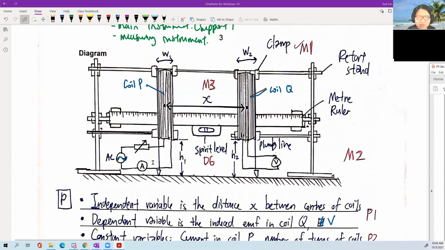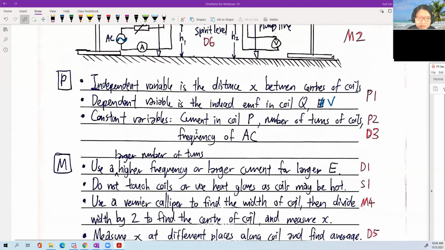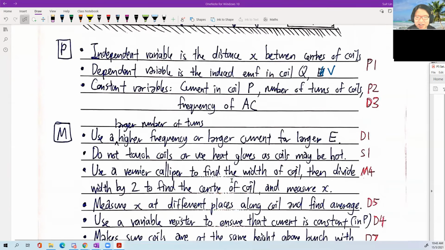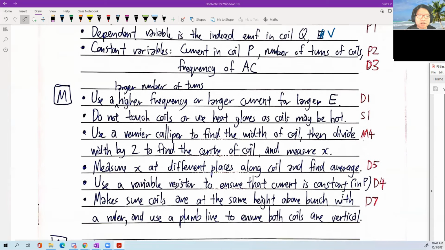Okay, then we need to figure out how to measure X. So use a vernier caliper to find the width of the coil, then divide by 2 to find the center of the coil, and then measure X. Okay, so something like that. Measure X at different places along the coil to find average.